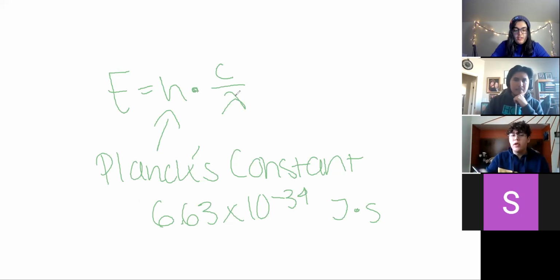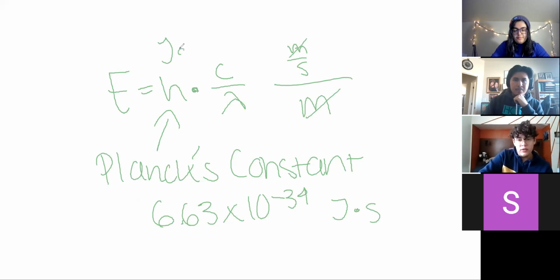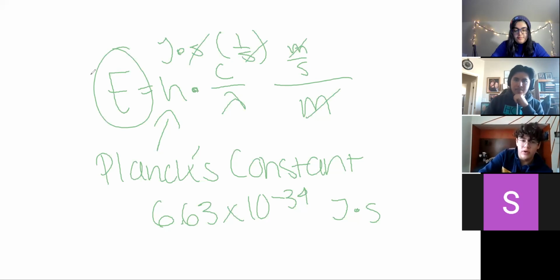So it makes sense that you get those units, right? Because for the speed of light, the units are meters over seconds, and lambda, or wavelength, is going to be meters. So the meters cancel out, and Planck's constant is in joule seconds, times 1 over seconds, so the seconds always cancel out. You're going to be left with energy in joules. So does anybody have any questions with how to get the variables, the units?